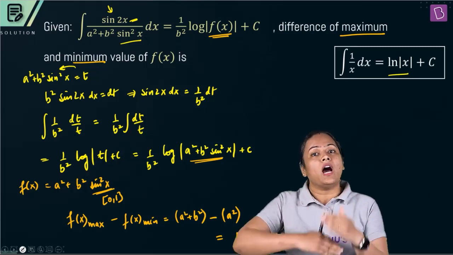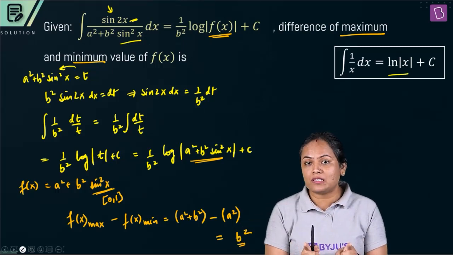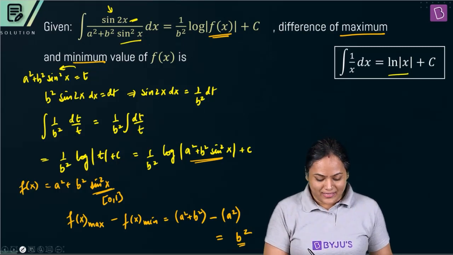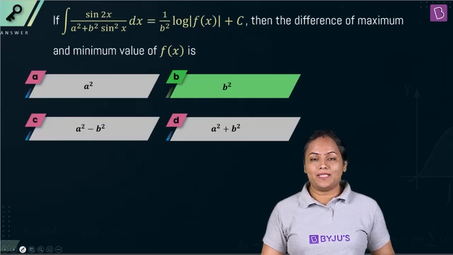So have you understood how we are actually using substitutions? Perfect. And therefore the correct option will become B.